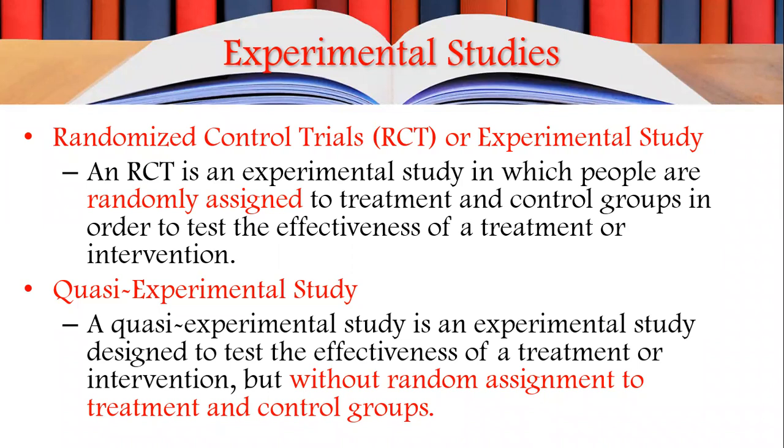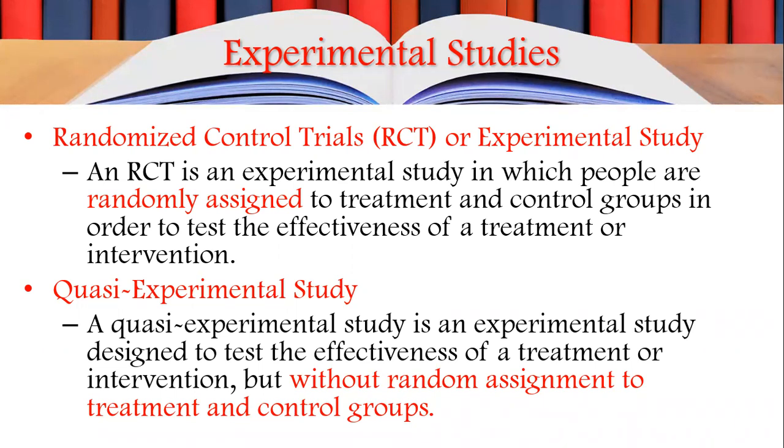And so they're randomly assigned. So we have two groups of individuals that are randomly assigned. They're either placed in a treatment group or a control group. And the control group is the group that typically does not get treatment. And so we're comparing those that receive the treatment or intervention to those that do not, and we're looking to see how effective that treatment or intervention is. And then we have the quasi-experimental study. So a quasi-experimental study is an experimental study designed also with the same purpose, which is to test the effectiveness of a treatment or intervention.